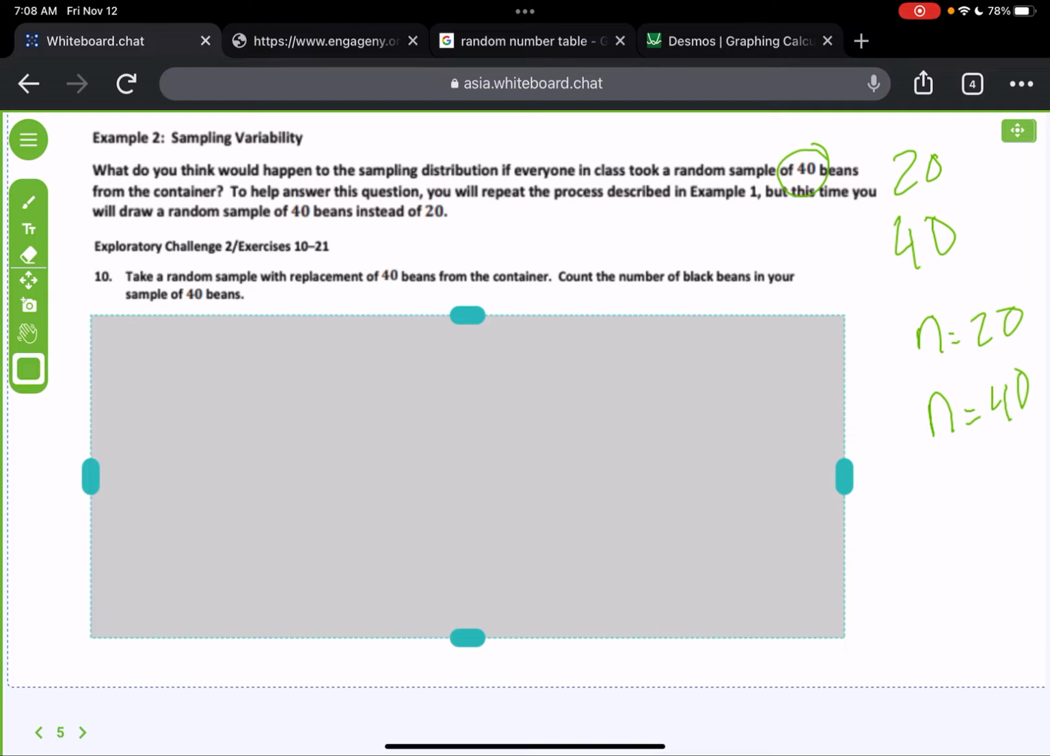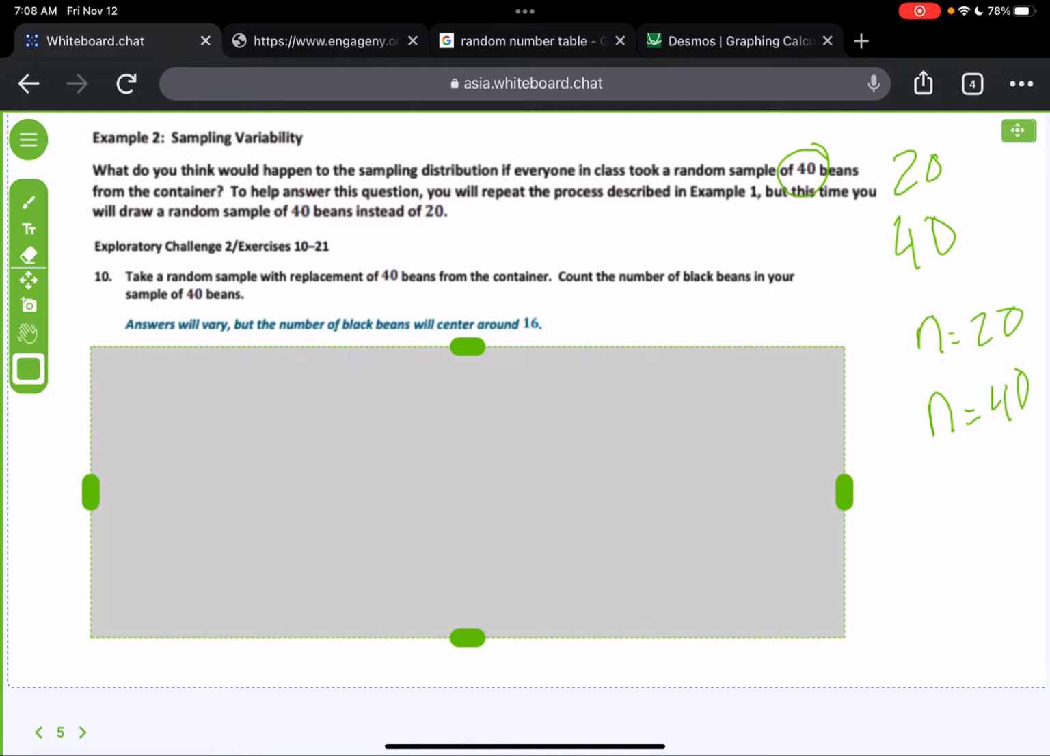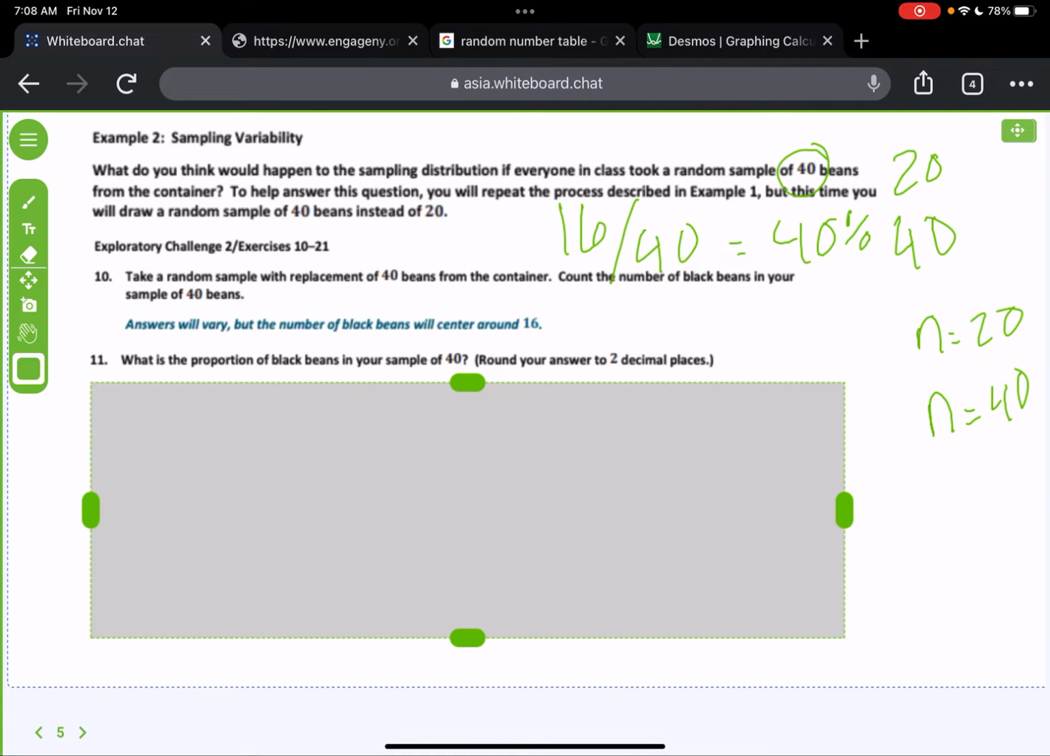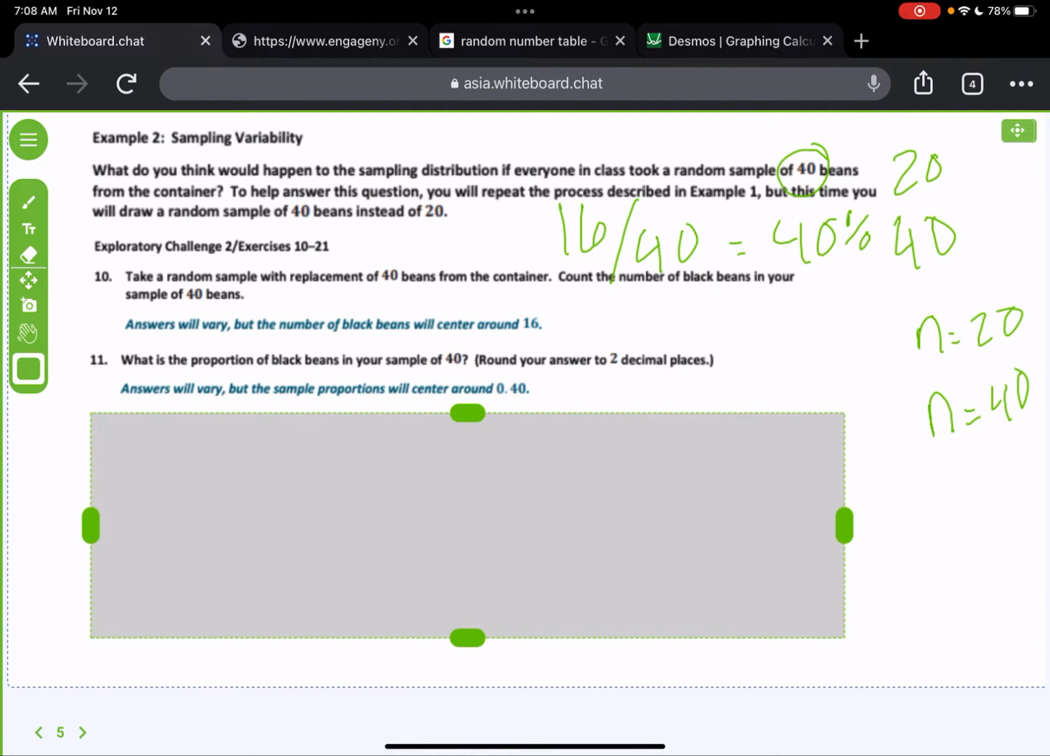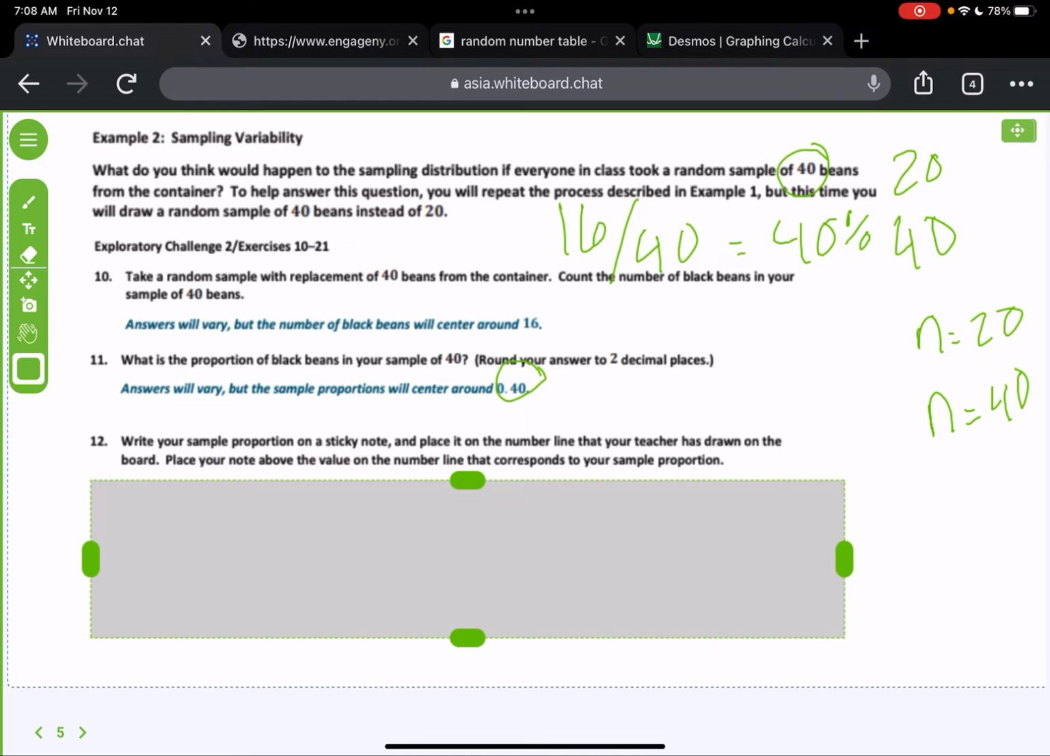Answers will vary, but the number of black beans will center around 16. Well, why is that? What's 16 out of 40? That's equal to 40%, and it should be. What was the proportion of the black beans in your sample? We said it was around 0.40. So write your sample proportion on a sticky note.